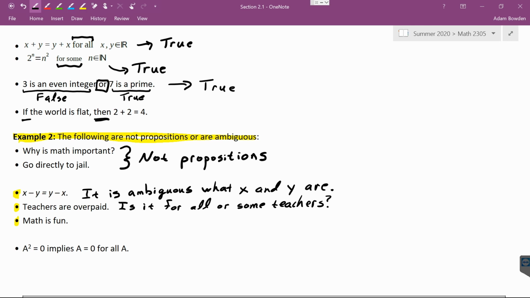And the last one, it says a squared equals 0 implies a equals 0 for all a. Seems to be constructed like a proposition, but we don't know what a is. Is it a number? Is it a set? What kind of number? Until we specify that, there's no use in trying to consider it a proposition that we can assign a true-false value to.